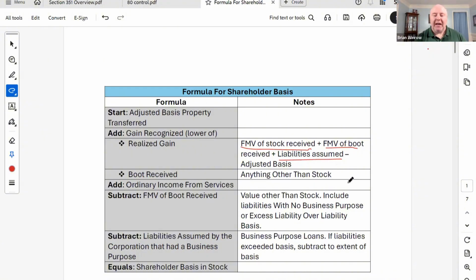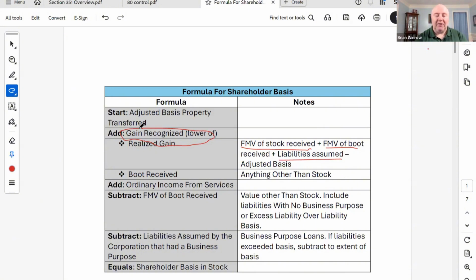And then boot received is anything other than stock. It could be the fair market value of property. Oftentimes it's cash, right? Because we're contributing some type of property and maybe our fair market value is greater than the fair market value of somebody else who's contributing property, but we want to be equal owners. Well, what the corporation may do is kick back some cash to us. That cash would be boot, so that way we're offset. All right. So we're taking the lower of those two, and that's going to be our recognized gain.